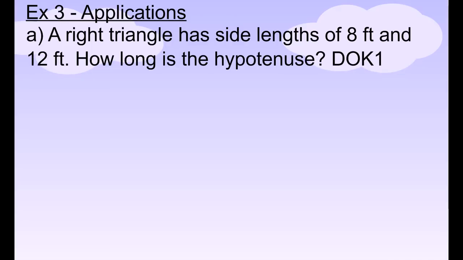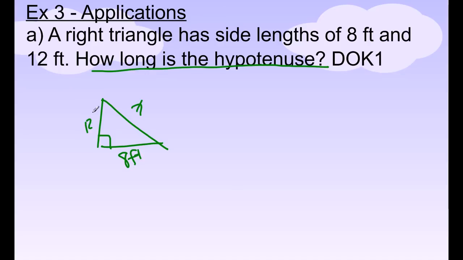So here we go. The first one says, a right triangle has side lengths of 8 feet and 12 feet. How long is the hypotenuse? All right. Draw a picture. You need a right triangle. We need to know how long is the hypotenuse, which means we don't know how big that side is. That's our x. That's our missing piece. But the other two sides are 8 feet and 12 feet. Notice how ugly my picture is. Makes no difference if you can draw or not. All that matters is you can understand the thing you drew.